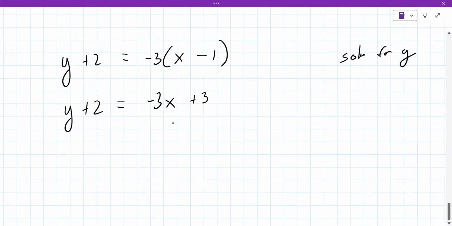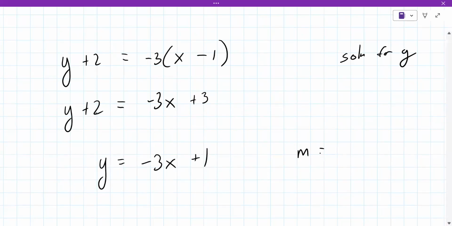And then you move the 2 over. And add... You don't add, it's already being added. You undo addition, subtract, sorry. You subtract the 2 and the 3. So it'd be y equals negative 3x plus 1.